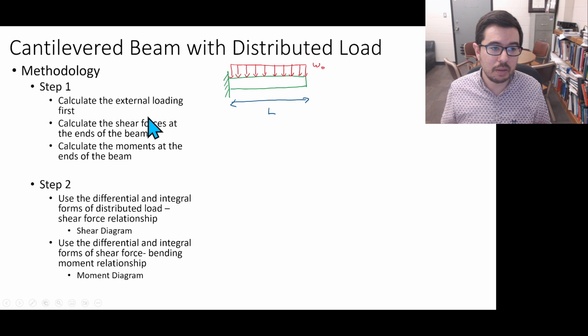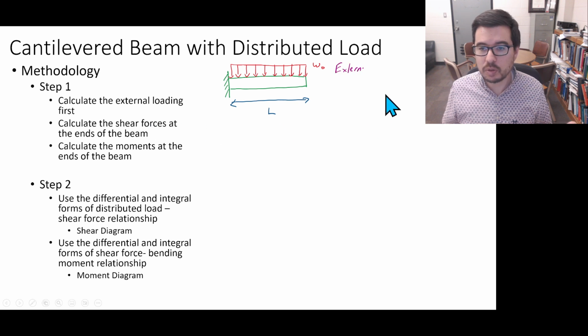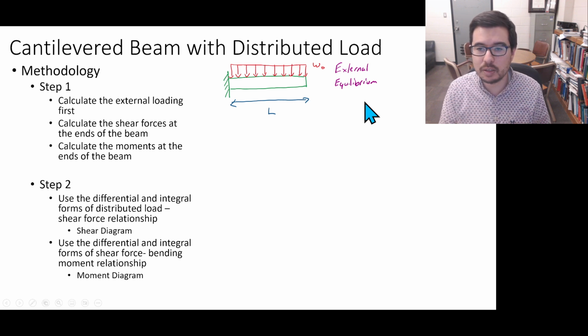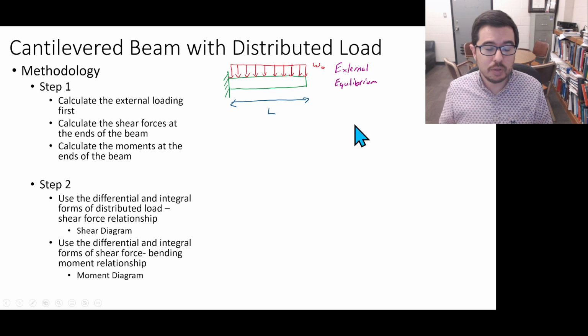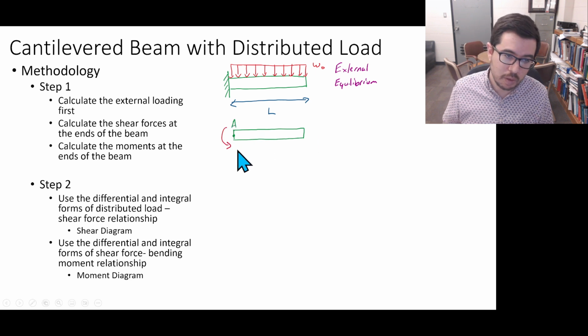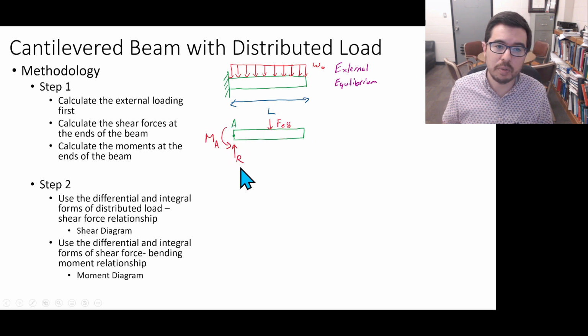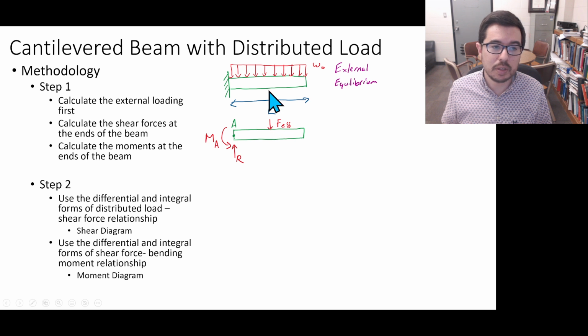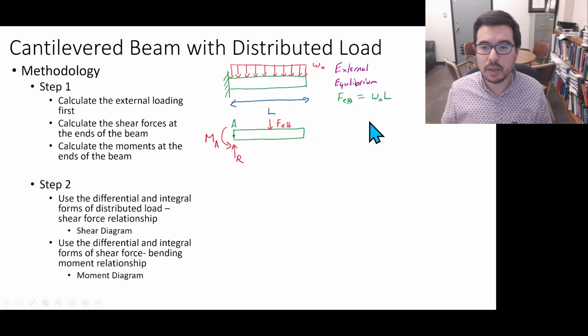And our first step is to calculate the external loading. So we'll perform our calculations associated with external equilibrium. And to do that, we'll redraw the beam with reaction force and reaction moment on the left side. We'll call the reaction moment MA, we'll call the reaction force R. We'll also simplify our distributed force and say that it's some effective force acting at L over 2, and it has magnitude of W naught L.